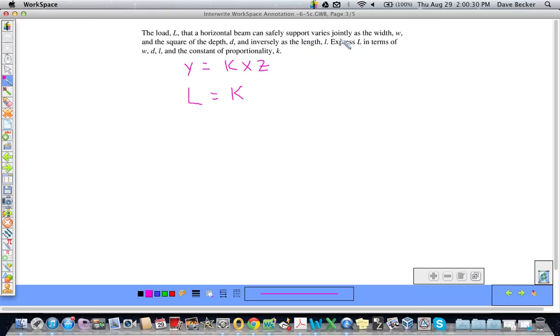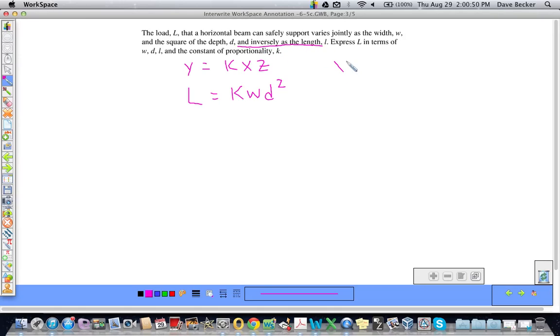As varies jointly as the width W and the square of the depth D. So I'm going to replace X with W and Z with the square of the depth D. So that's going to be D squared. But we're not done. And inversely as the length.